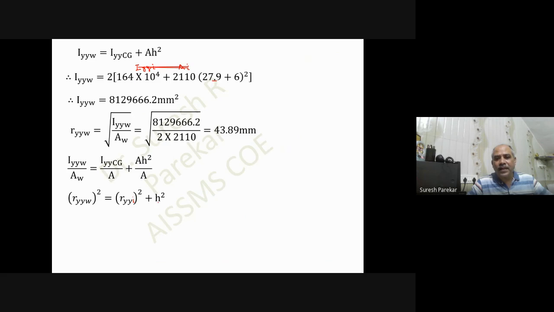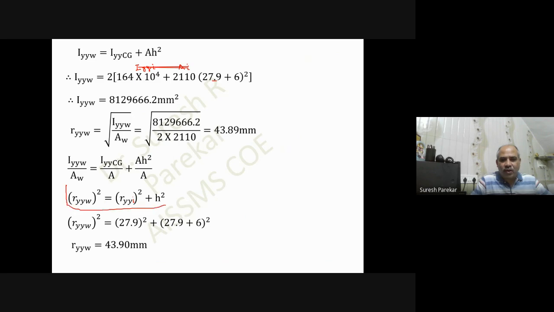And then we have plus h square. A gets cancelled, and from this, and this will be I by A, we have r square. And from this we are going to get the value of r by whole square equal to 27.9 individual, plus 27.9 plus 6 whole square, and we will get this value, 43.9 millimeters. So this formula you can keep in mind, which will be easy for us to solve the problems.